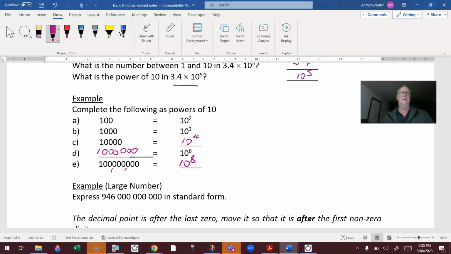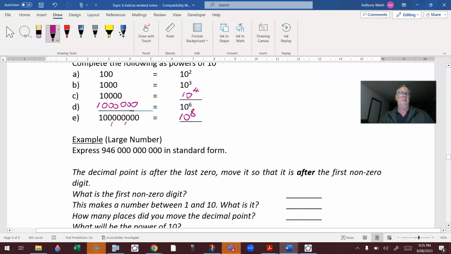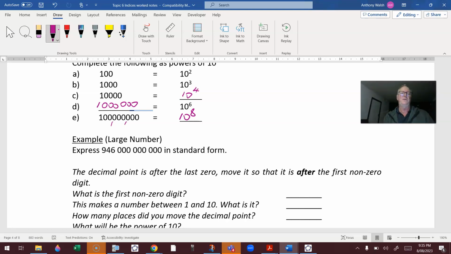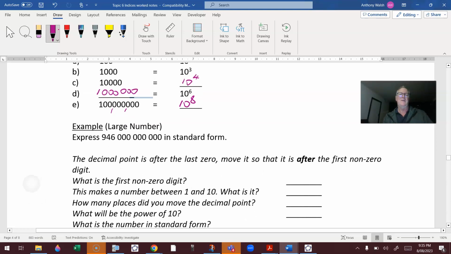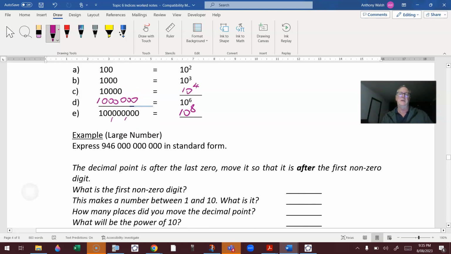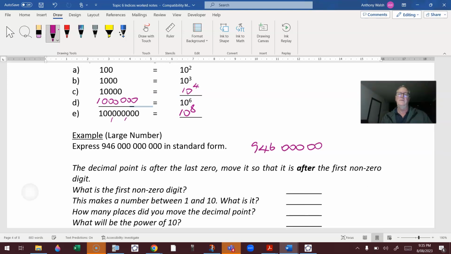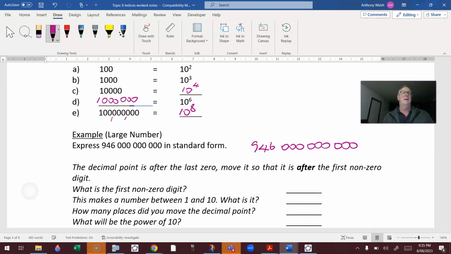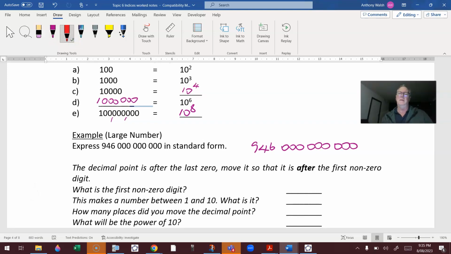Now here's the idea of using this scientific notation for large numbers. Okay, it gets very boring after a while if you had to write 946,000 million every time that you wanted to do it. But you can do it in a shorter version using this standard form. You want a number between 1 and 10 and a power of 10. So the first thing, the decimal point is after the last 0. So let me just rewrite this again. 946, 1, 2, 3, 4, 5, 6, 7, 8, 9. Now the decimal place is after the last 0.